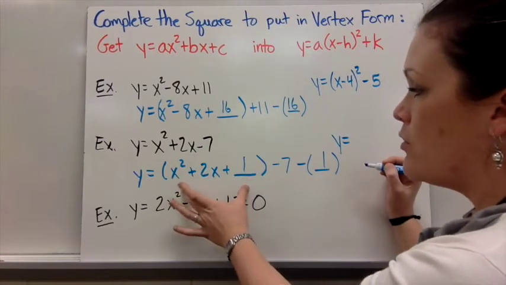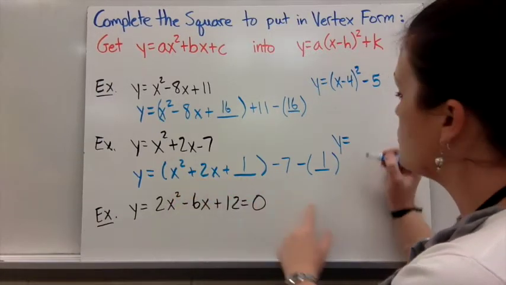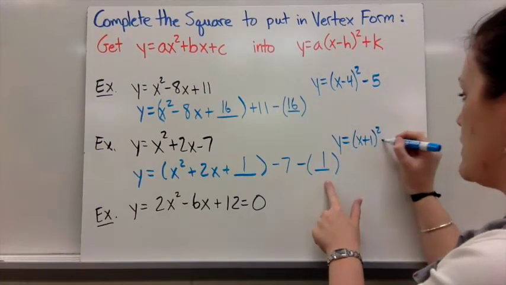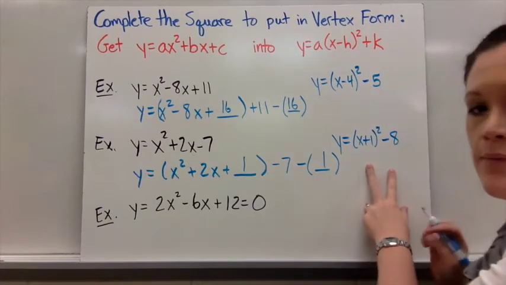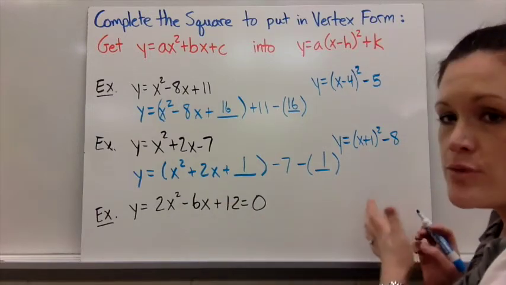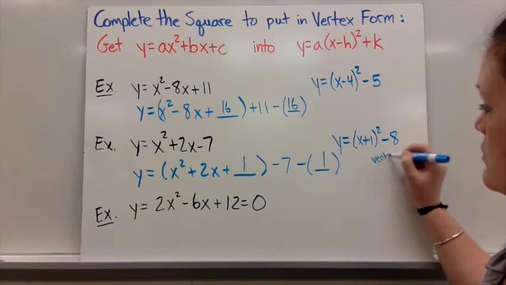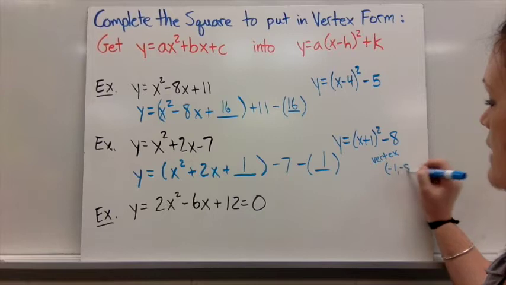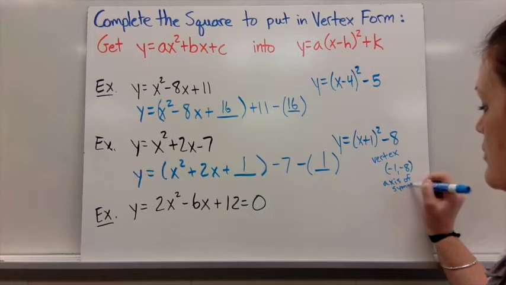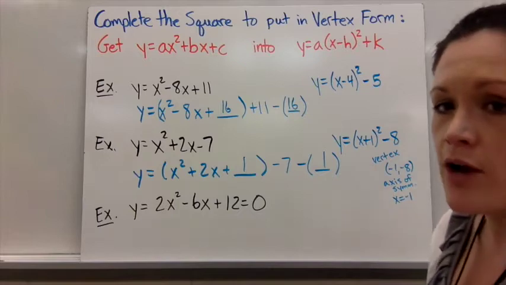So y equals, remember this is now a perfect square trinomial, so it factors into x plus 1, x plus 1. So we write x plus 1 squared. Negative 7 minus 1 is negative 8. And see, in one good step, we've got vertex form, and that is very helpful. Sometimes standard form is helpful, but a lot of times we like vertex form. Remember, from here, we can just pick out the vertex. So our vertex here would be negative 1, negative 8. Remember, the axis of symmetry comes from the vertex, so that's x equals negative 1. So it's a very useful form where we can get lots of things and graph it easily.